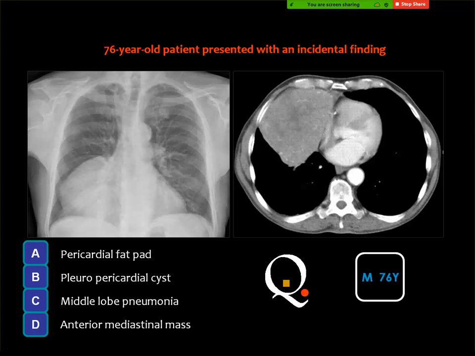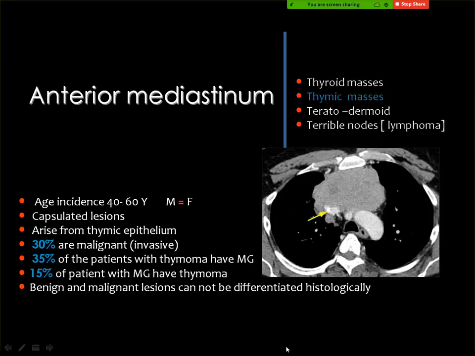This is not, of course, a thyroid because of the big distance between the lesion and the neck. And not teratoma, because of the absence of fat and calcium. So you think of thymoma or lymphoma. Maybe. Okay, and this is an anterior mediastinal mass.